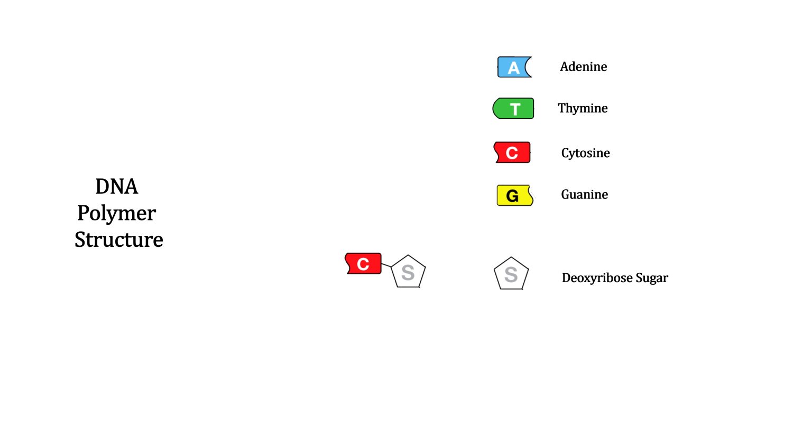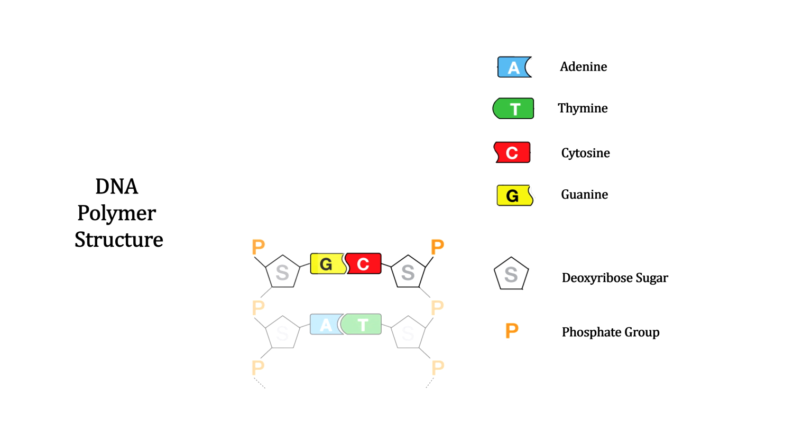The second is a deoxyribose sugar, S, joined to the base by a covalent bond. The third is a phosphate group, P, joined to the deoxyribose by a covalent bond. This is a DNA nucleotide. C's and G's bind together and A's and T's bind together. They connect via hydrogen bonds to form base pairs.